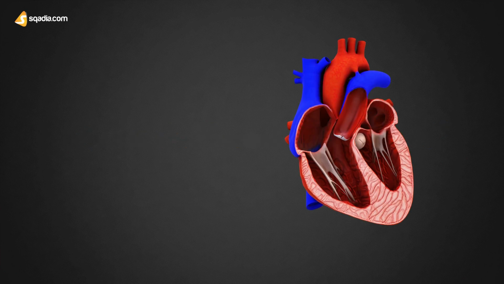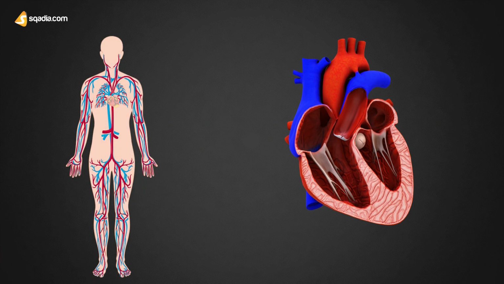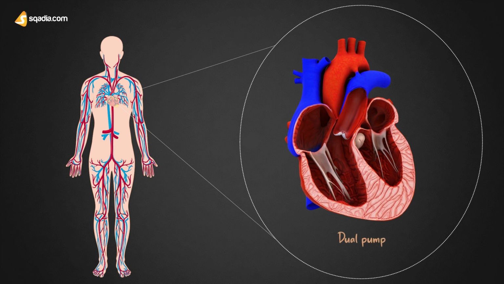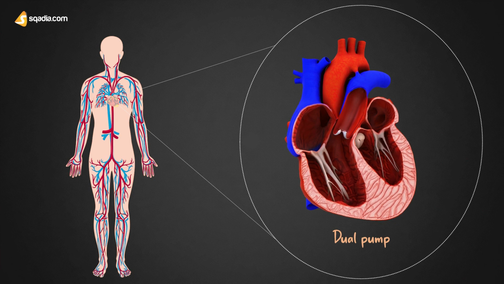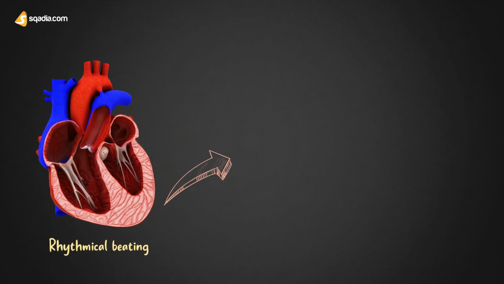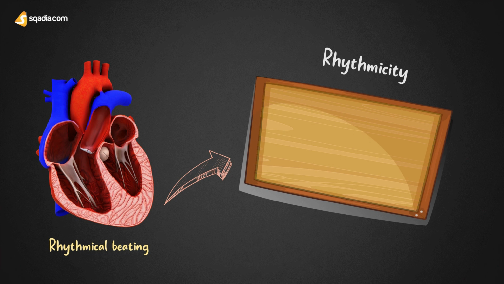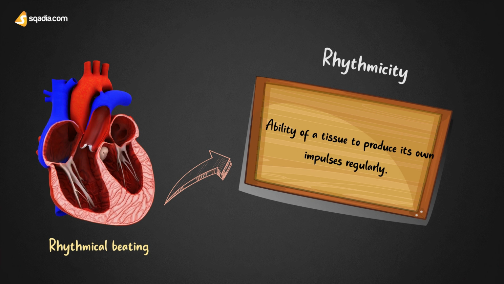We are very much aware that our heart is a central pumping organ of our body, that has to act as a dual pump so that it can supply oxygenated blood to an individual's entire body, fulfilling the body's nutritional and other demands. To efficiently perform its function, the heart has to pump blood in a rhythmical manner, where rhythmicity is the ability of a tissue to produce its own impulses regularly. It is also called autorhythmicity or self-excitation.